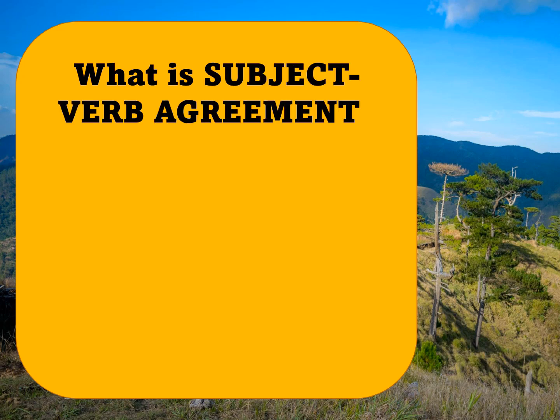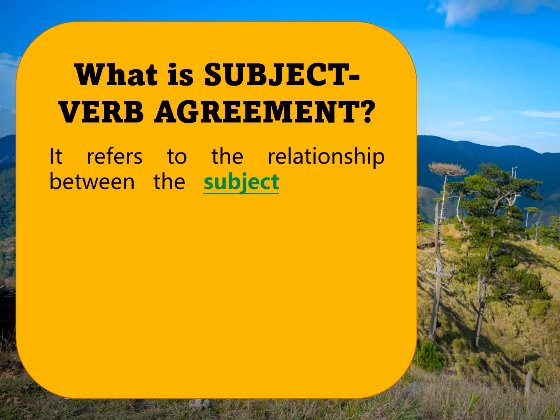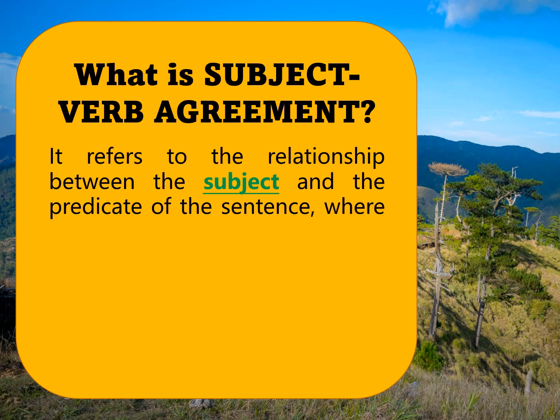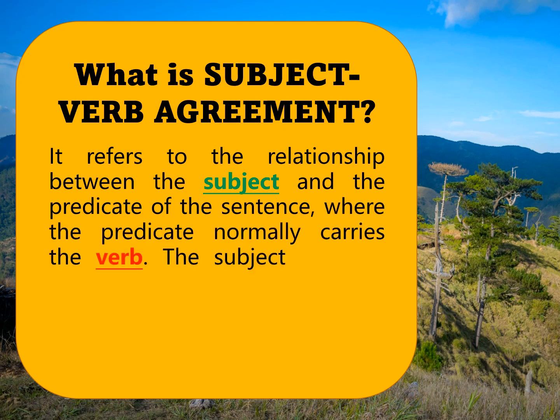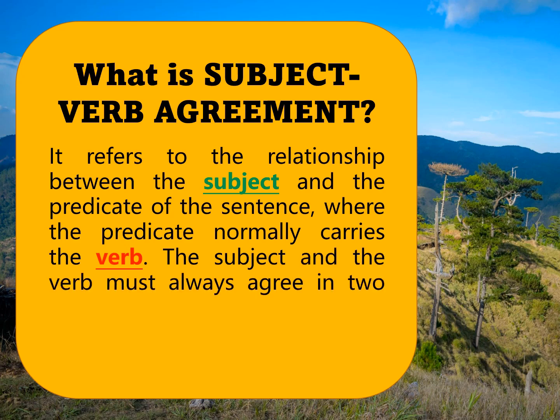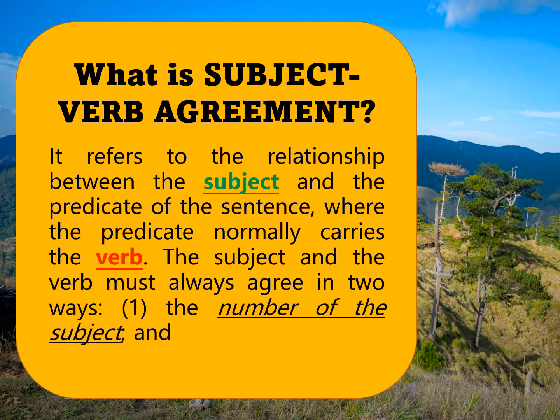What is subject-verb agreement? It refers to the relationship between the subject and the predicate of the sentence, where the predicate normally carries the verb. The subject and the verb must always agree in two ways. Number one, the number of the subject, and number two, the tense of the verb.